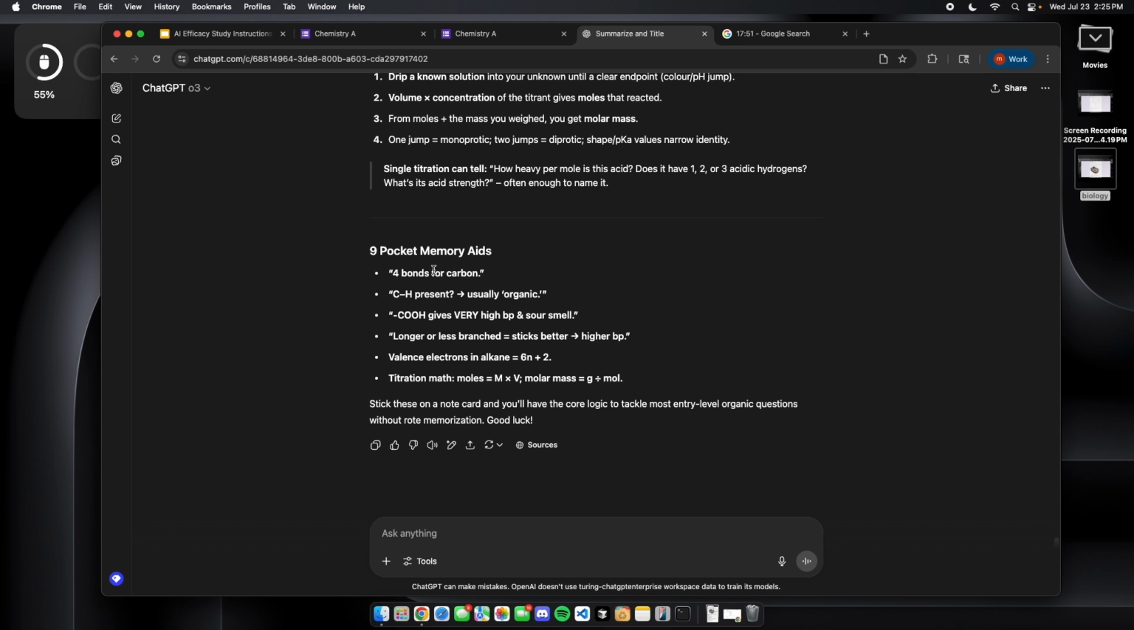Nine pocket memory aids. 4 bonds for carbon. C-H present equals organic. COOH gives very high boiling point and sour smell. Longer or less branched equals sticks better, higher boiling point. Valence electrons in alkyne equals 6n plus 2. Titration math: moles equals M times V, molar mass equals grams divided by moles.